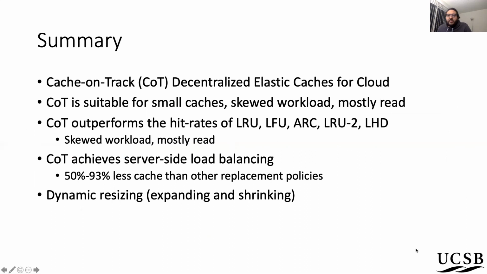To summarize, we present COT, decentralized elastic caches for cloud environments. COT is suitable for small caches and skewed workloads with mostly read access. COT outperforms the hit rate of LRU, LFU, ARC, LRU2, and LHD for skewed, mostly read workloads. COT achieves server-side load balancing with significantly fewer cache lines than other replacement policies. Finally, COT is dynamically resizable when the observed workload changes.